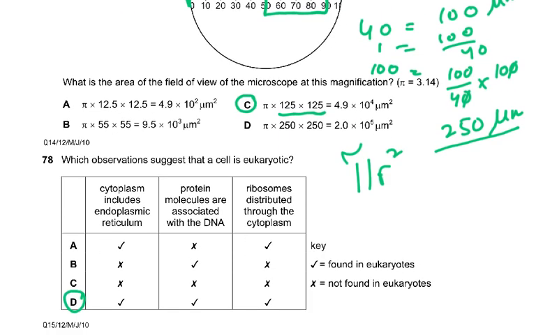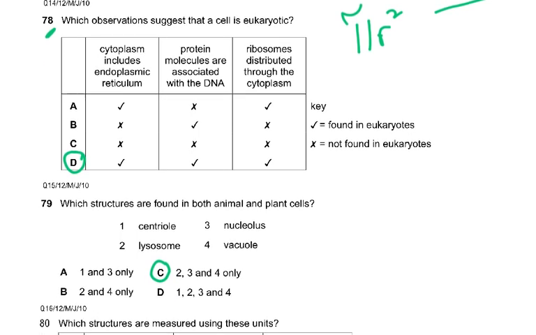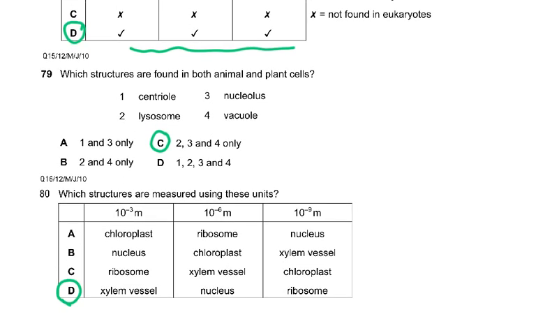Then coming on to 78, which observations suggest that a cell is eukaryotic? Cytoplasm includes endoplasmic reticulum. Protein molecules are associated with DNA. Ribosomes distributed. So this was part. The answer was D. Which structures are found in both animal and plant cells? Centriole is not present in plants, so the ones which have 1, wherever there is 1, that is wrong. Centriole is present only in animal cells. So then you narrow down to B and C, 2 and 4 or 2, 3 and 4. Again this is a chapter 1 question, differences between plant and animal cells.